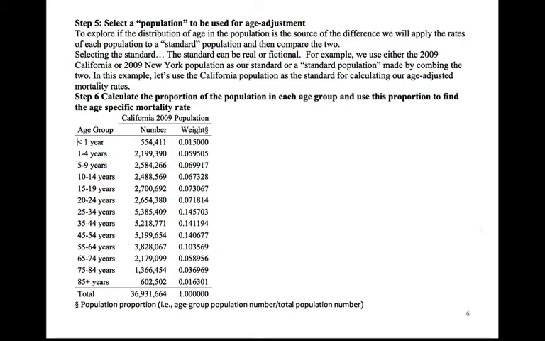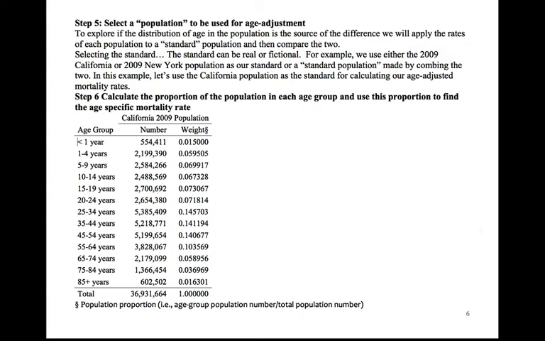So this particular population that's picked can be a real population or a made-up or fictional population. We could use, for example, the 2009 California population, the 2009 New York population. We could add the two together. We could use a U.S. population in 2009, or we could even make something up. But in our particular case here, in our example, let's use the California population as the standard for calculating our age-adjusted mortality rates.